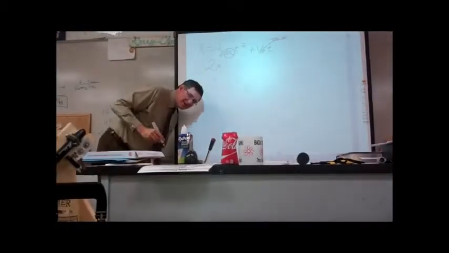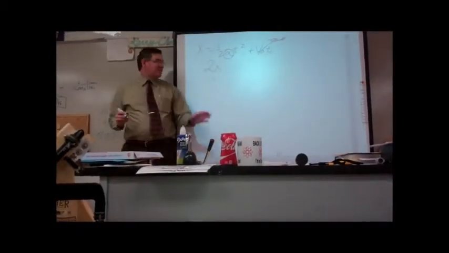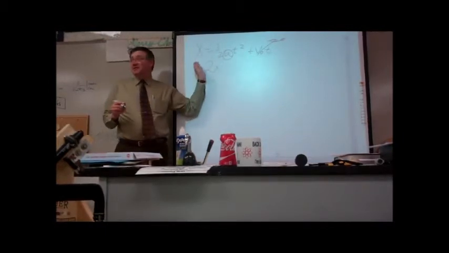I need to get acceleration by itself. What can I do? I hate fractions. Get rid of the fraction. Multiply by 2. So I multiplied by 2, I got 2x, now what?